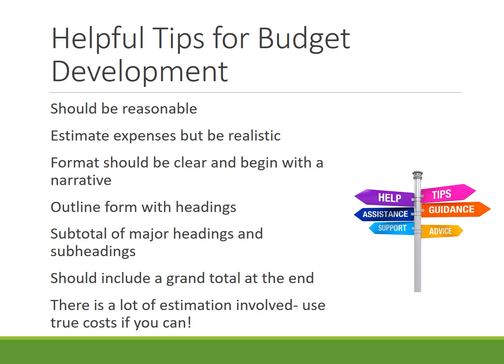The budget form should be as clear as possible. It should begin with a budget narrative, which you should write after the entire budget has been prepared. Each section of the budget should be in outline form, listing line items under major headings and subheadings. And finally, each of the major components should be subtotaled with a grand total at the end.